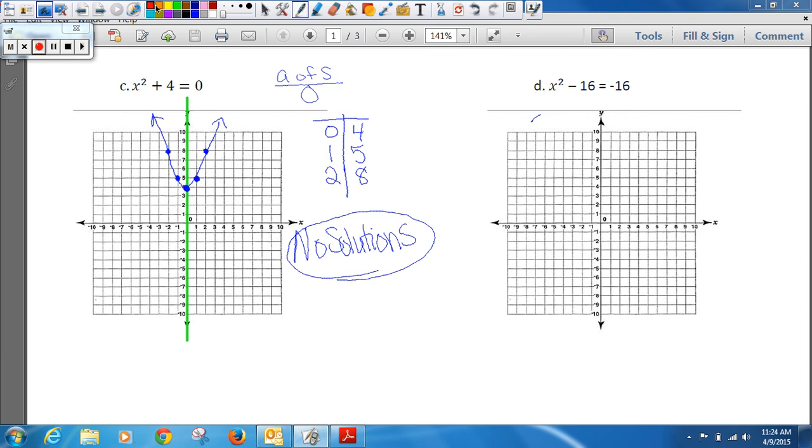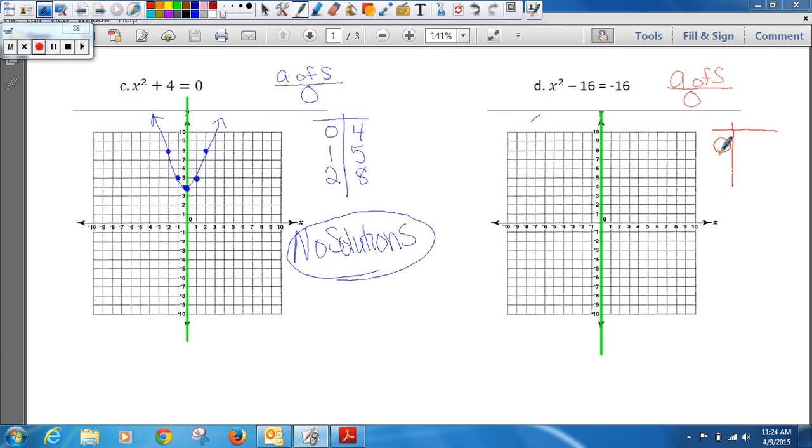Okay, our last example here. Again, find the axis of symmetry. There's no b, so my axis of symmetry again is going to be at 0. Then I need to get my 3 points to plot. The vertex is going to be at 0, 0 squared.